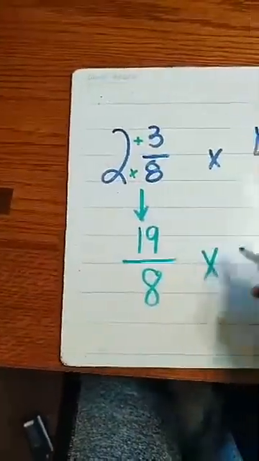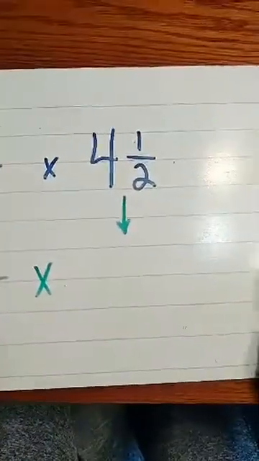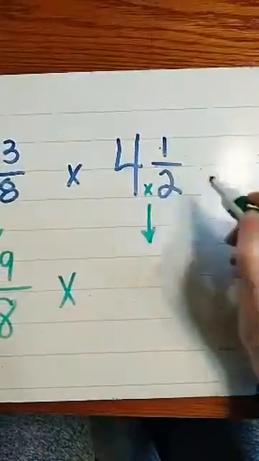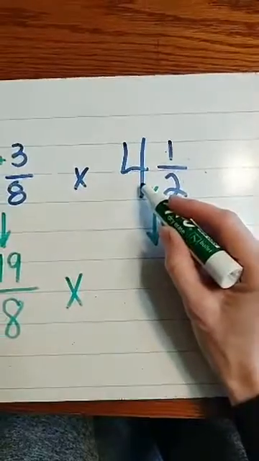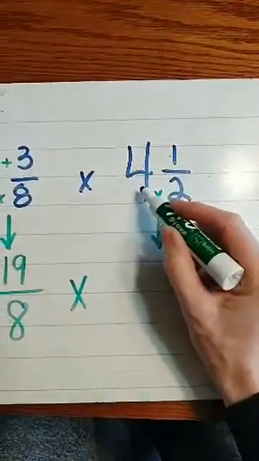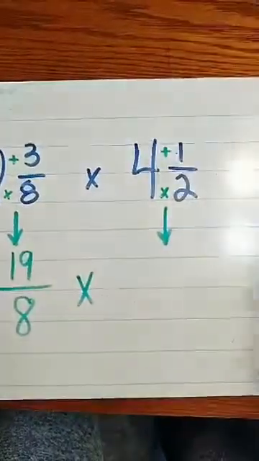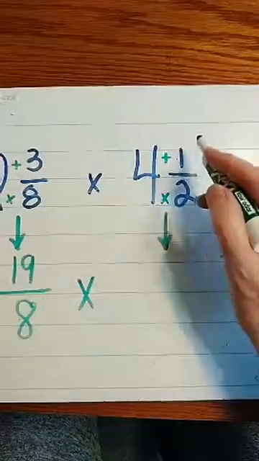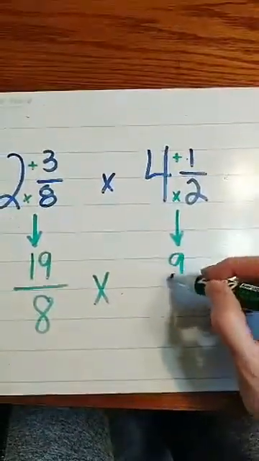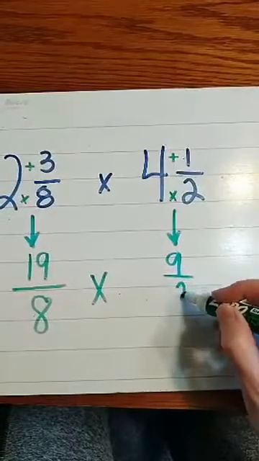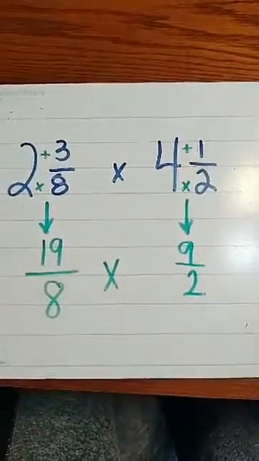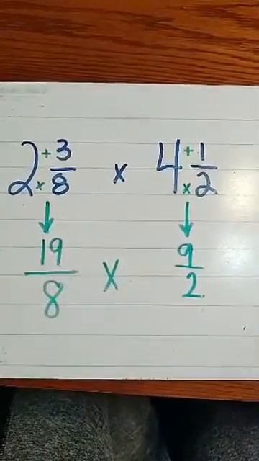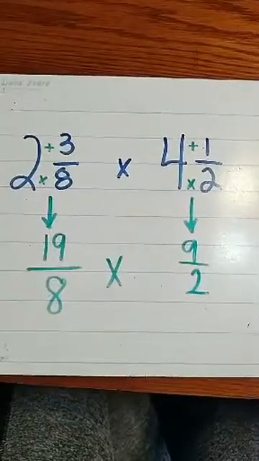Okay, so now I have to do the same thing over here. I have to multiply my denominator times my whole number. 4 times 2 is 8. And I have to add my numerator. 8 plus 1 is 9. 9 is my numerator. Keep my denominator. And I gave myself a hard problem here, didn't I?